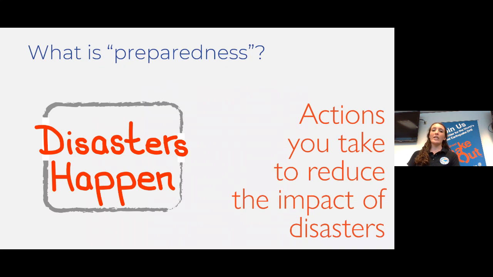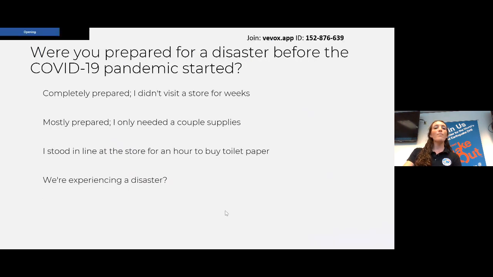Let's talk very quickly about preparedness. And what is preparedness? Being prepared allows you to reduce the impact a disaster can have on you. So we can't predict all disasters, we certainly can't prevent them, but we can be prepared for them. Any actions you do to prepare you and your family will reduce the impact that a disaster could have on you.